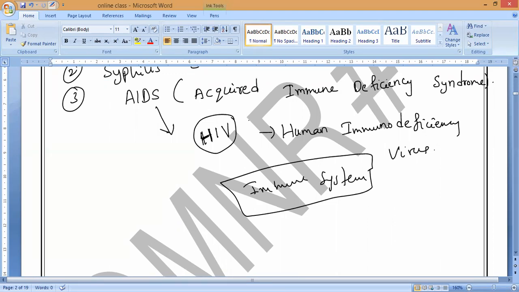So we have to be very careful during copulation. The partner we select, we have to test whether they have already been affected by these kinds of dangerous diseases or not. The most dangerous disease at present, even more than corona, is AIDS, because there is no vaccination and no medicine for it. So this is all about sexually transmitted diseases.